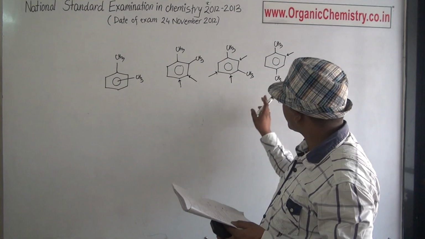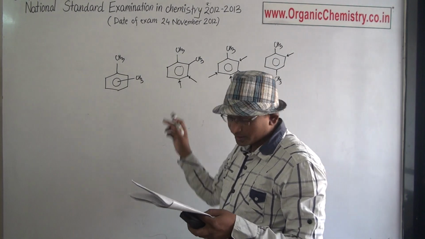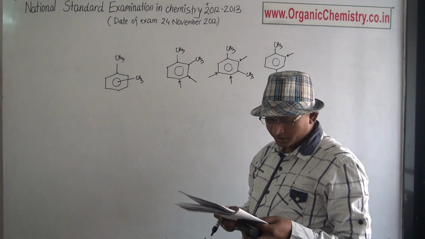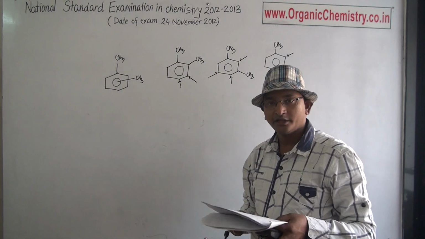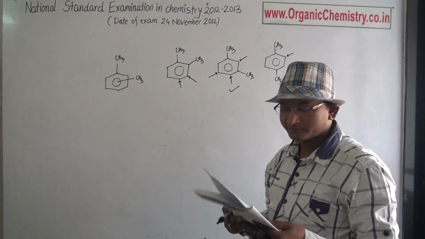The question is, which isomer of xylene can give three different monochloro derivatives? The first option is paraxylene, second metaxylene, third orthoxylene, and D is that xylene cannot give a monochloro derivative. Then your answer will be metaxylene.